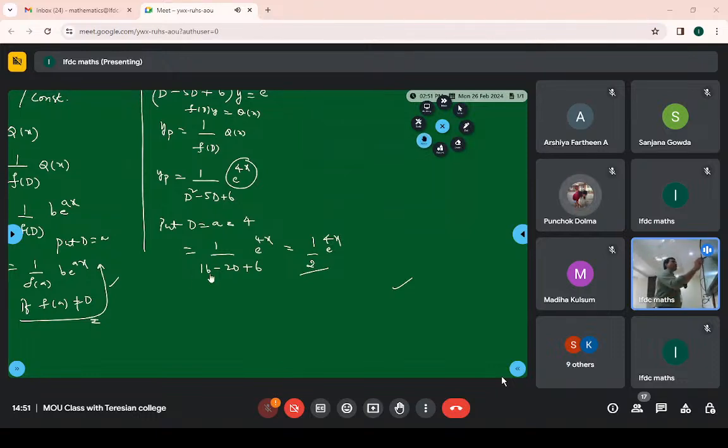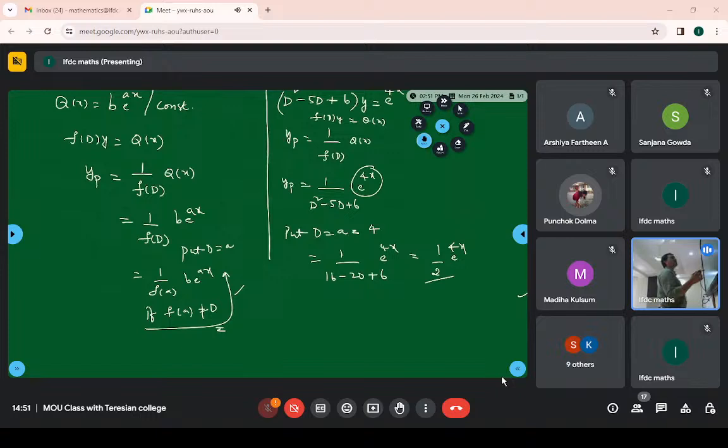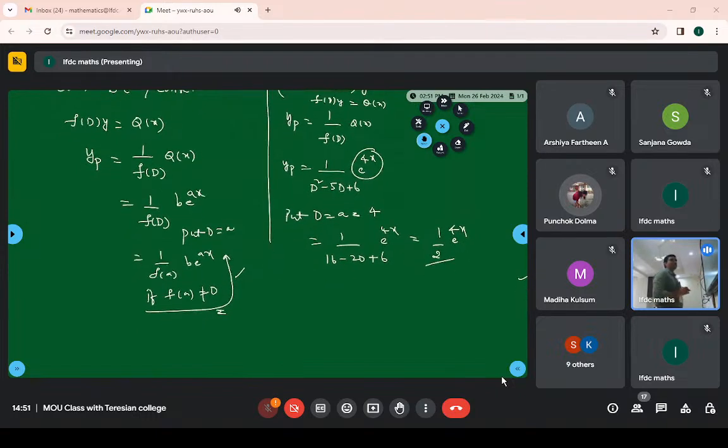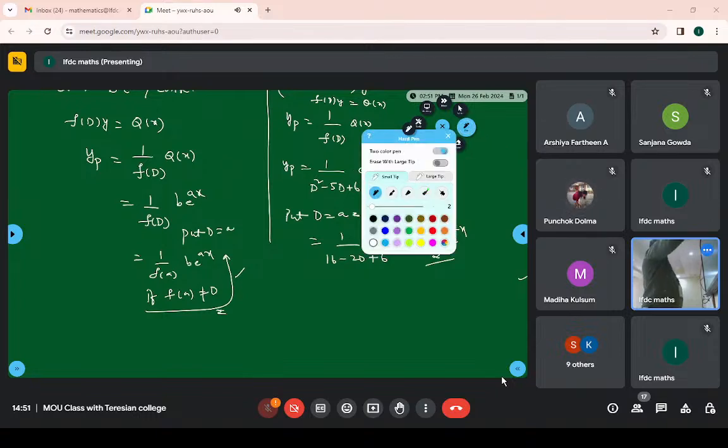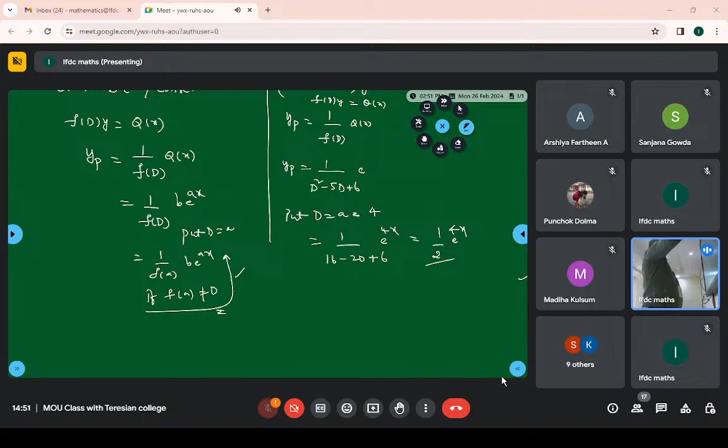Now my question to you is, sometimes the case will fail. Yes or no? Case will fail means I want to change something here. Instead of e^(4x), I would like to take e^(3x). What will come if I substitute 3 here? 3 squared, 9, will come, and this is 15. So 9 plus 6, 15, minus 15, 0 is coming.